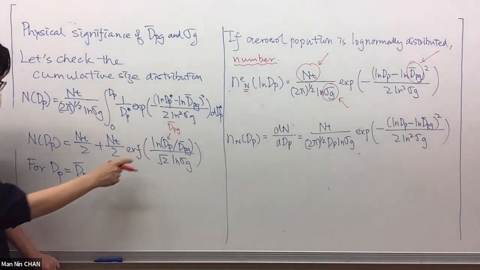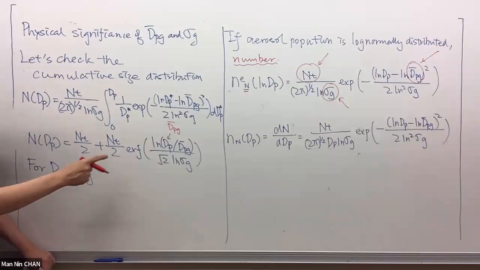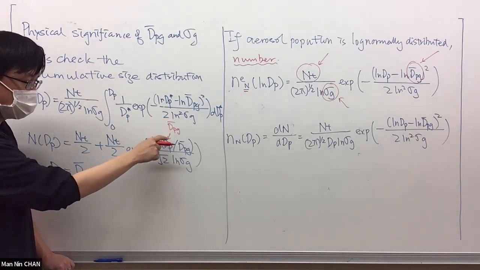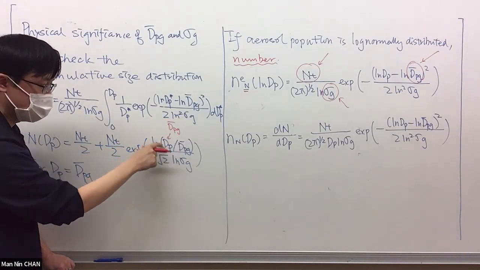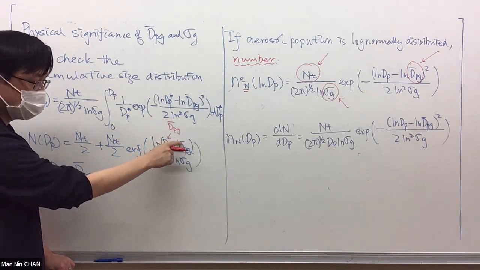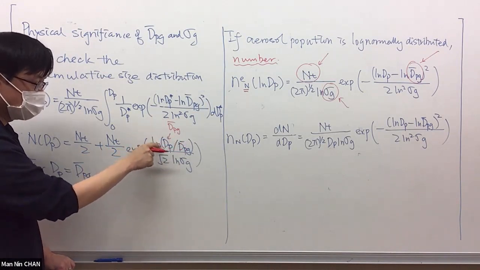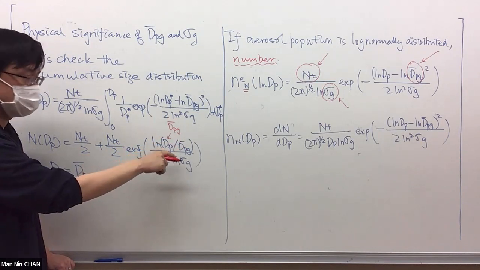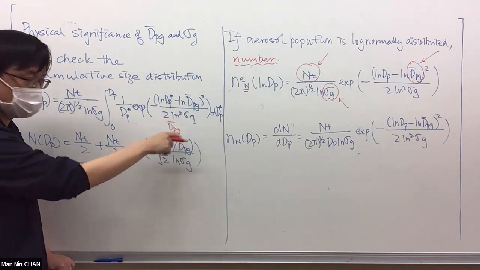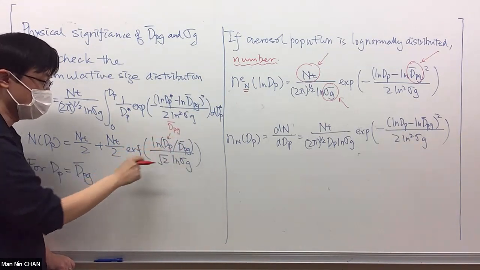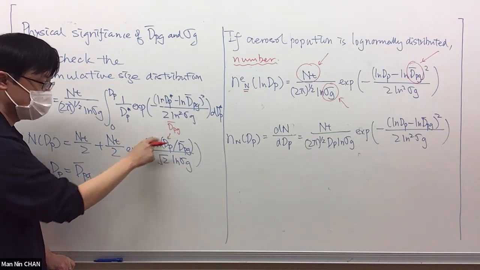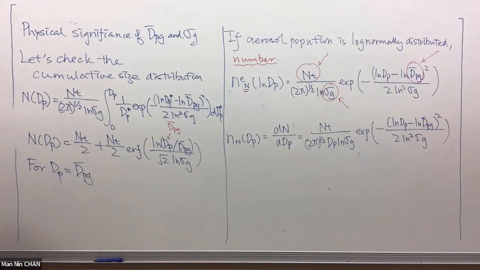I just set this dp equal to the dpg bar here, so therefore this will be the same, and that will be equal to 1. So if you take the natural log of 1, that will become 0. So the whole term will be 0, and therefore your error function here will become 0.